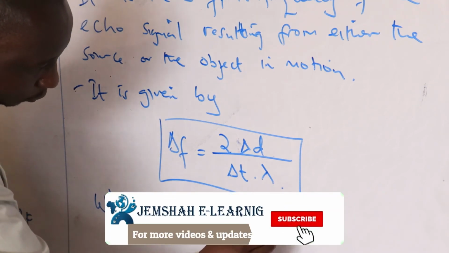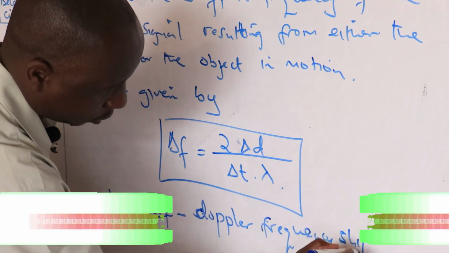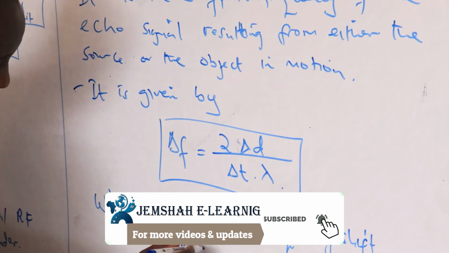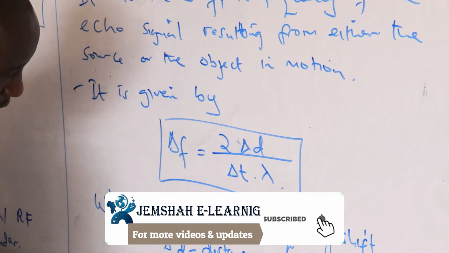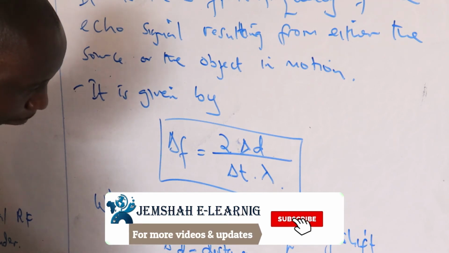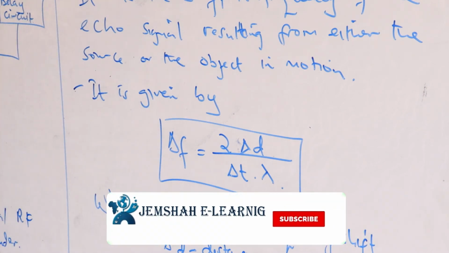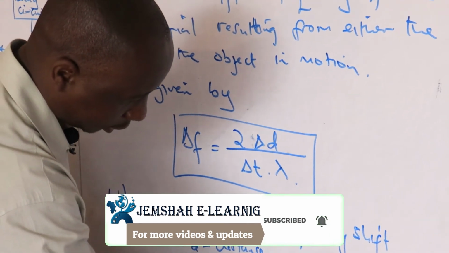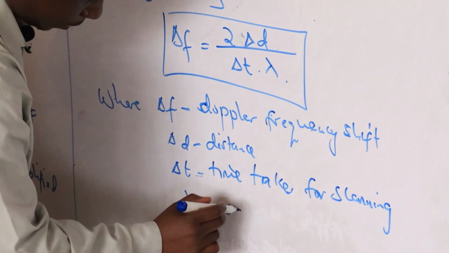Doppler's frequency shift. The d is the distance. T is the time taken. This is the time taken for scanning. And that one is the wavelength.